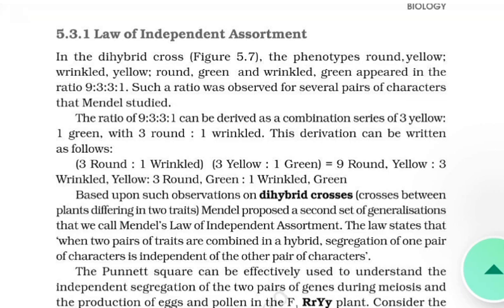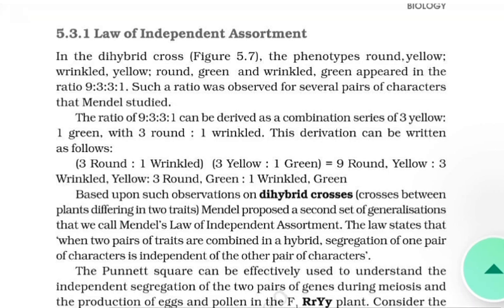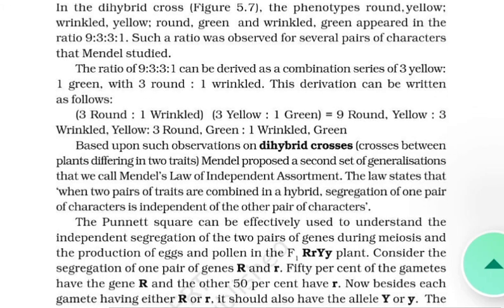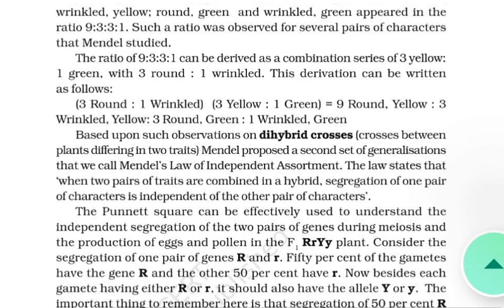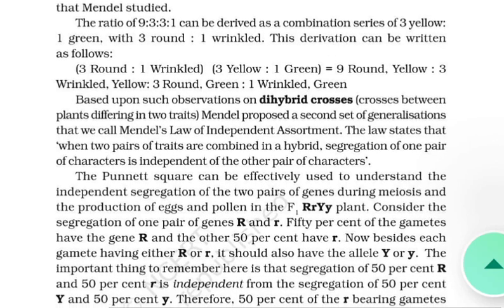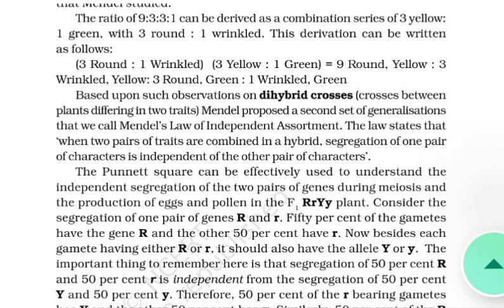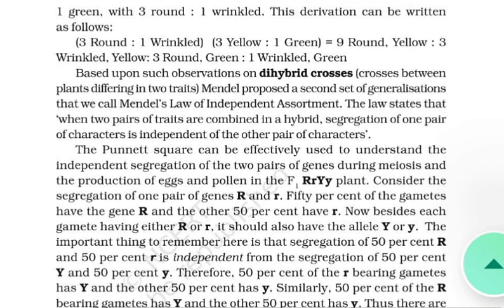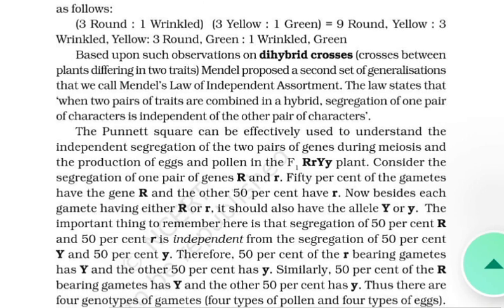When Mendel self-hybridized the F1 plants, he found that 3/4 of the F2 plants had yellow seeds and 1/4 had green. कब? जब Mendel self-hybridized the F1 plants. The yellow and green color segregated in a 3:1 ratio. Round and wrinkled seed shape also segregated in a 3:1 ratio, just like in a monohybrid cross.